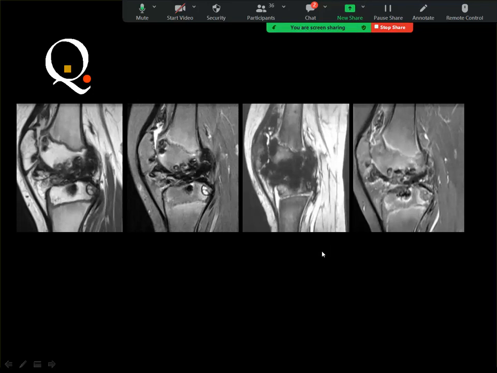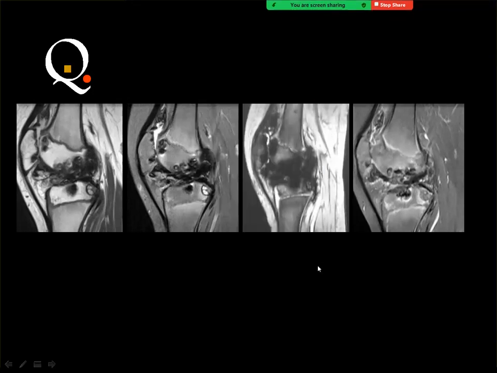Next case is an MRI of the knee, and this is sagittal T1 and sagittal T2, and this, I think, is T2 also, but this one with fat suppression. And the last image is a contrast enhanced image.